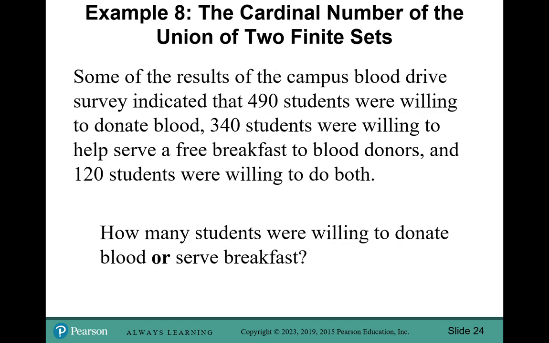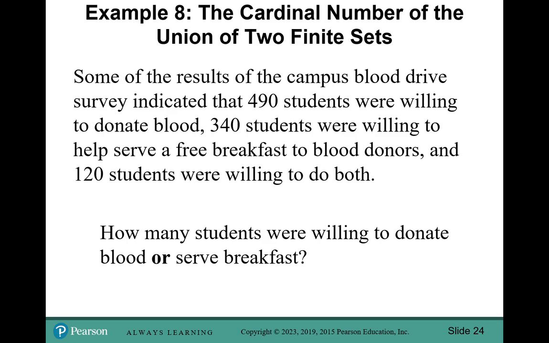Example 8, the cardinal number of the union of two finite sets. Some of the results of the campus blood drive survey indicated that 490 students were willing to donate blood. 340 students were willing to help serve a free breakfast to blood donors. 120 students were willing to do both. How many students were willing to donate or serve breakfast?